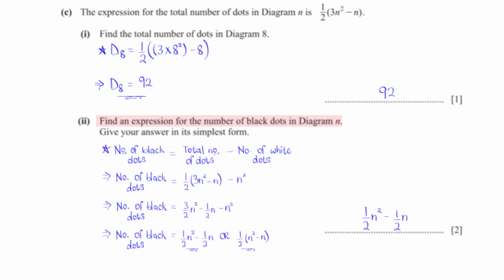Find an expression for the number of black dots in diagram n. Give your answer in its simplest form. The number of black dots is equal to the total number of dots minus the number of white dots. We know that the total number of dots is half of 3n squared minus n, and we found the number of white dots as n squared. When we expand the brackets, half times 3n squared is 3 over 2 n squared. Half times negative n is negative half n. 3 over 2 n squared minus n squared is half n squared. And so for our final answer, we have half n squared minus half n.